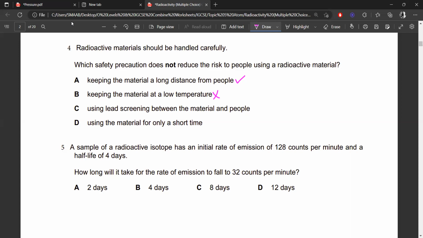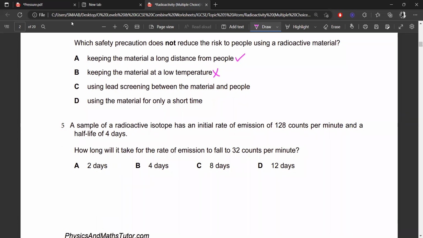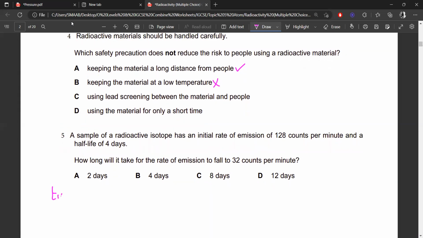The process is simple. Whenever they ask a question about half-life, you just need to start reducing the values into half. So starting from 128, the first half-life of 128 will be after 4 days. And what will be the value? It reduces to 64. So if we write it, the first half-life will be like this: 128, 64, and 32. So the first half-life will be equal to 64.